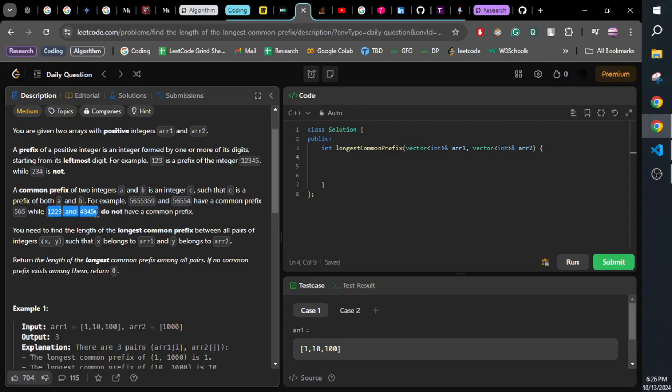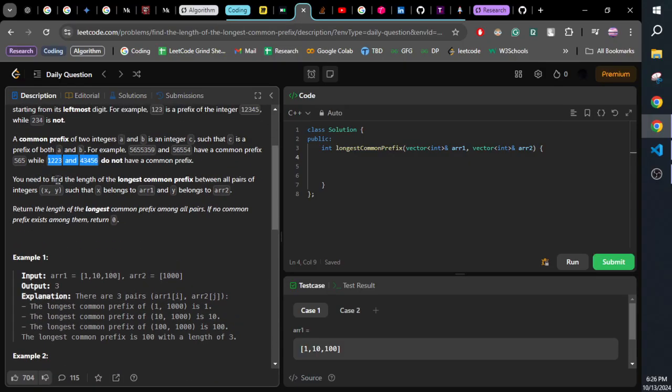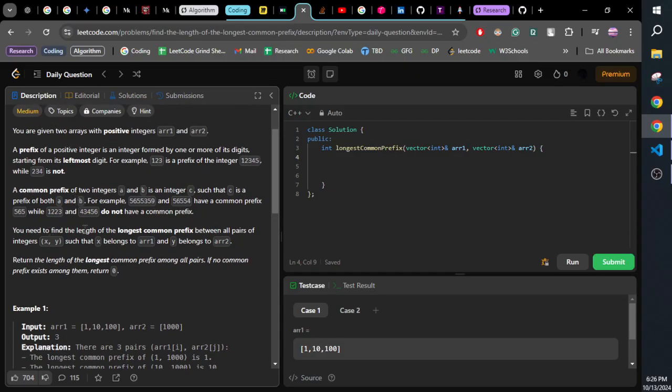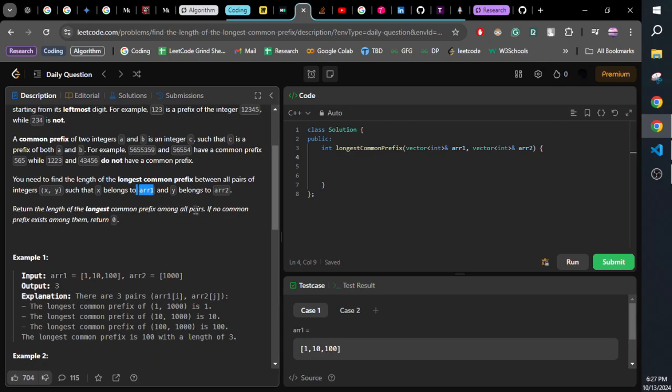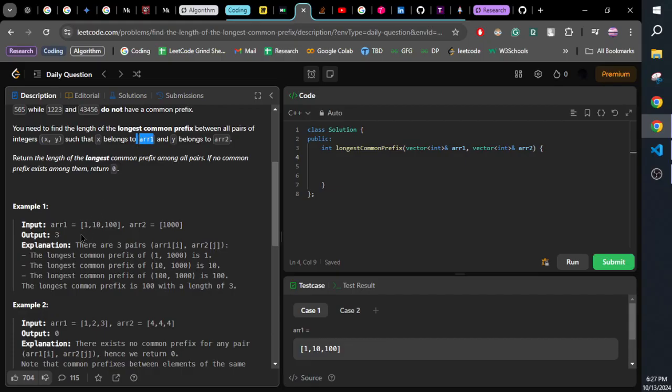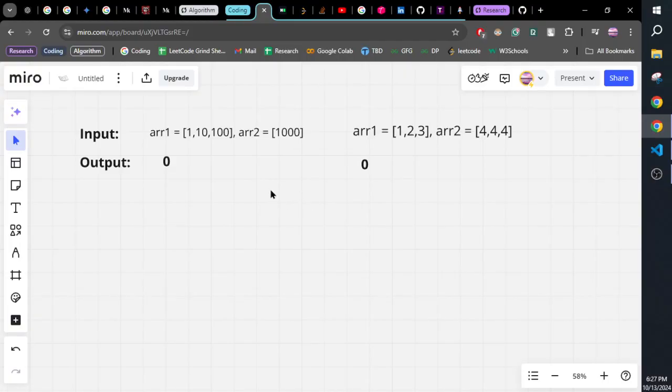Yeah, pretty much understandable. Now our task is to find the length of the longest common prefix between all pairs of integers x and y, such that x belongs to array 1 and y belongs to array 2. Return the length of the longest common prefix among all pairs. If no common prefix exists among them, return 0. Okay, so what we have to return is basically an integer. Our input will be two arrays containing integers.